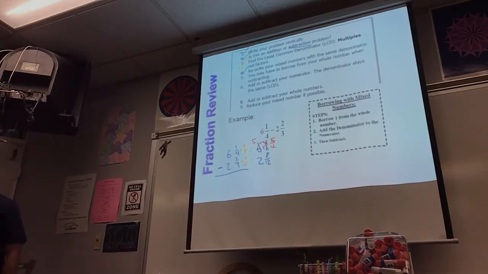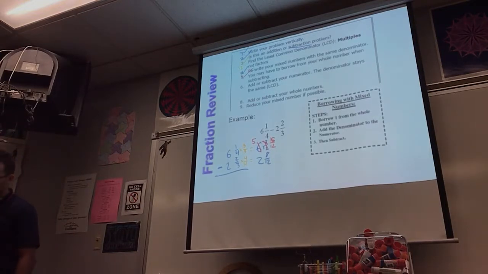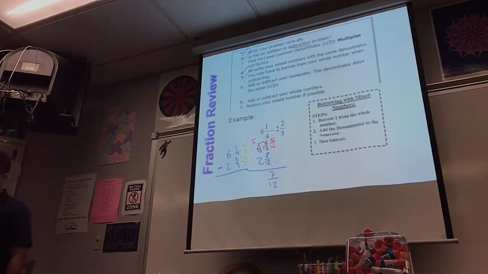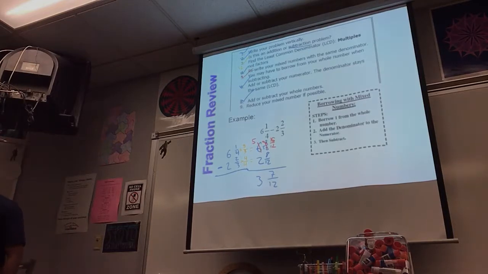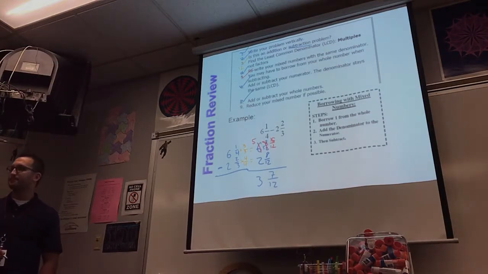Alright. So I've done that. Now I'm going to add or subtract my numerators. The denominator stays the same. So 15 minus 8 is 7 over 12. Add or subtract my whole numbers. 5 minus 2 is 3. And then reduce your mixed number if possible. Do I need to reduce this? No. And now, one thing that's not on there is double check your sign.